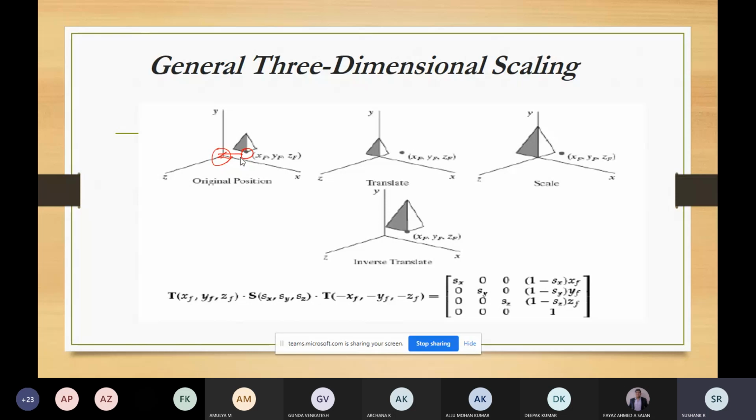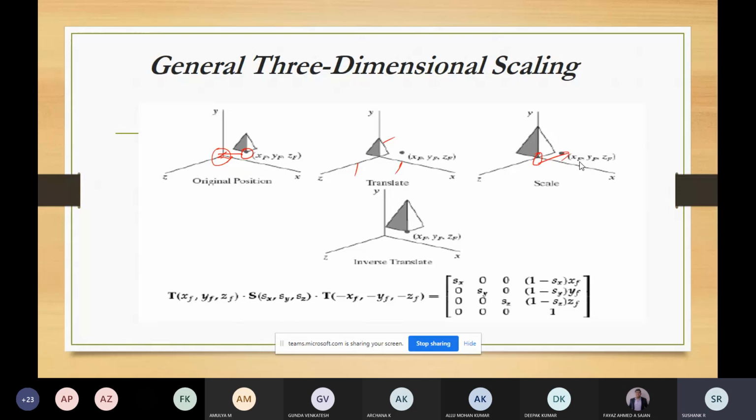So the next step will be to perform scaling. The first step will be moving this object to the origin. The next step will be to perform scaling with respect to x-axis, y-axis, and z-axis. Once the scaling is done, move this object back to the original position. So this is how the steps will be followed.